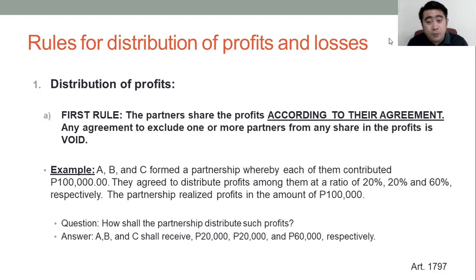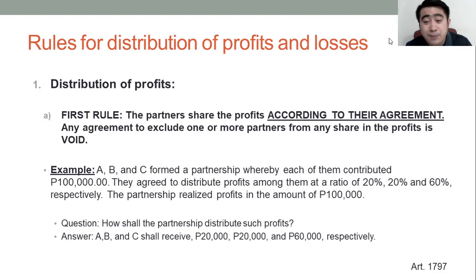So class, alam ba natin kung paano na-compute yan? Well, it's very easy, no? Given na yung ratio. So 20% times 100,000 para kay A, edi 20,000. 20% para kay B, so 20% times 100,000 is 20,000. 60% times 100,000 is 60,000 pesos. So class, kung mapapansin nyo, hindi siya pantay-pantay. Hindi ba unfair yon? Well, yun yung agreement class ng partners eh.